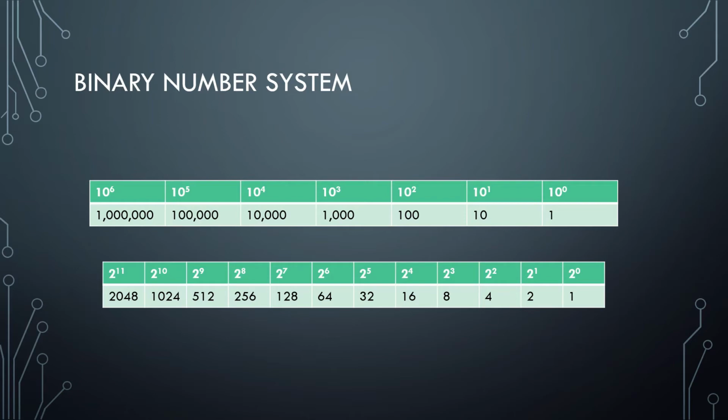So just another quick example, if we have the number 142, we understand that to mean 2 times 1 is 2, 4 times 10 would be 40.